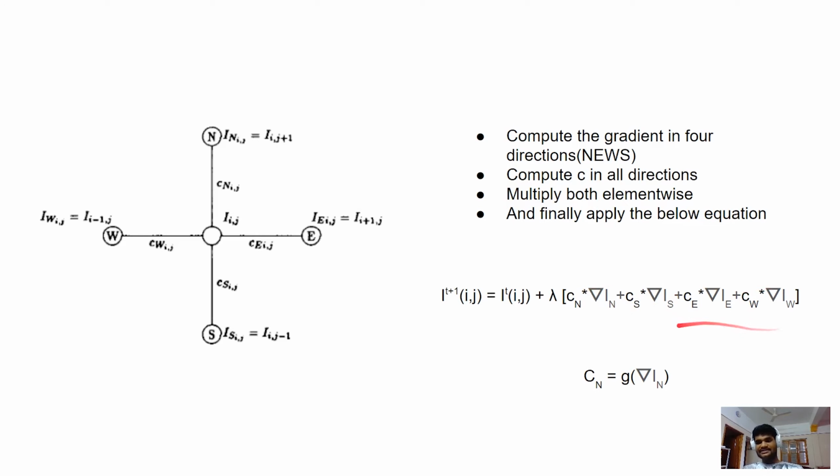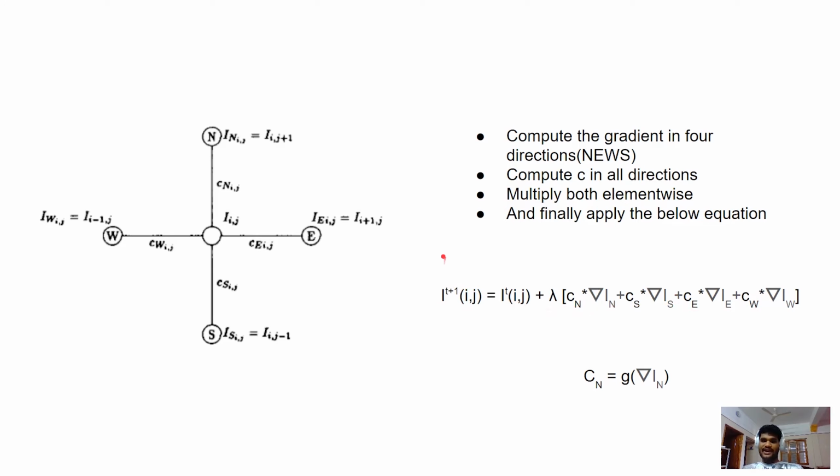And if the gradient is high in any region, in any direction, then we make it close to 0 by multiplying it with C. And we add this complete change by multiplying it with a scale factor called lambda and add it to the present intensity pixel value. Now what happens after iteratively applying this equation?